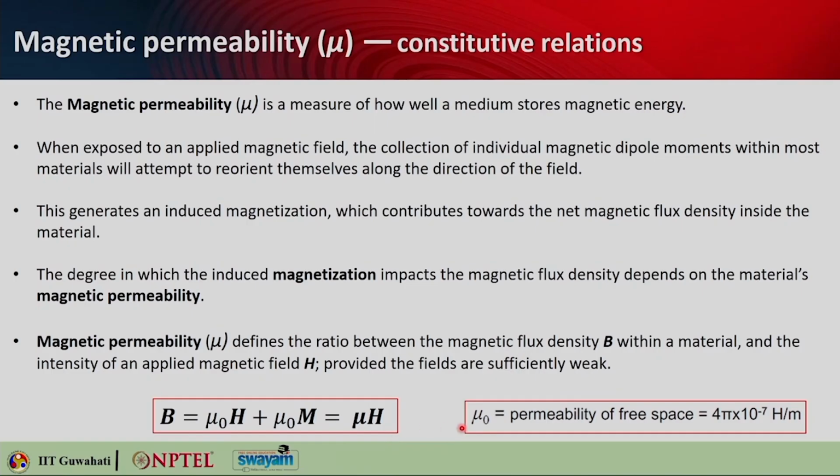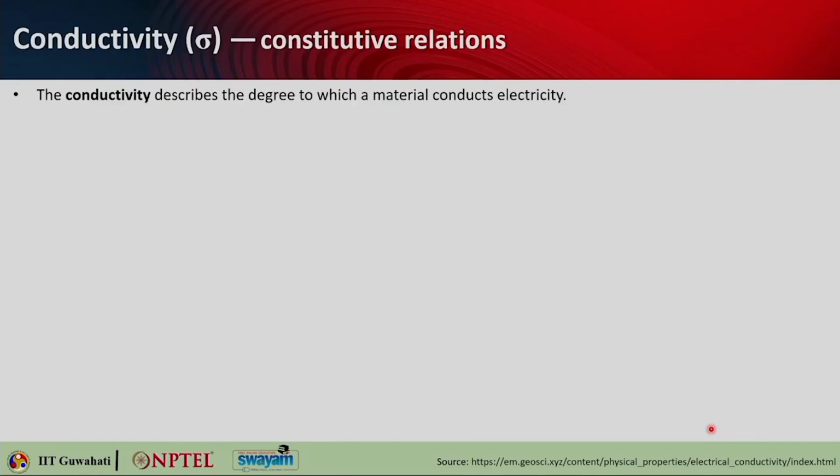Okay, what is mu? Mu is the permeability of free space, and that is given by 4 pi 10 to the minus 7 Henry per meter. And the third one we have seen, that is conductivity.